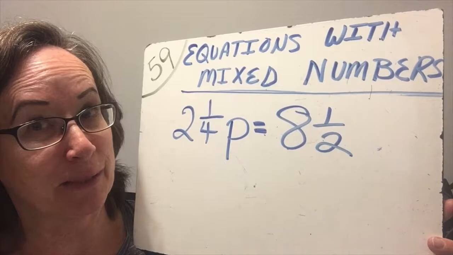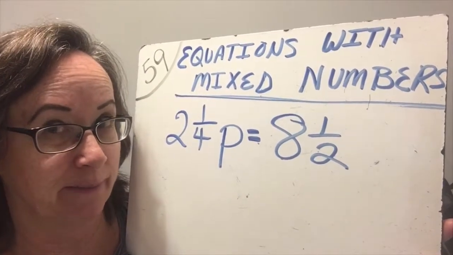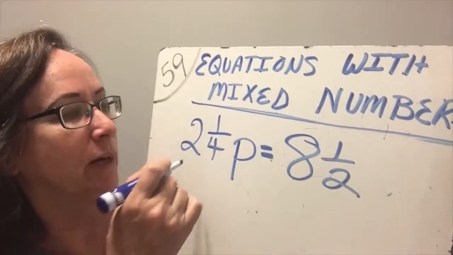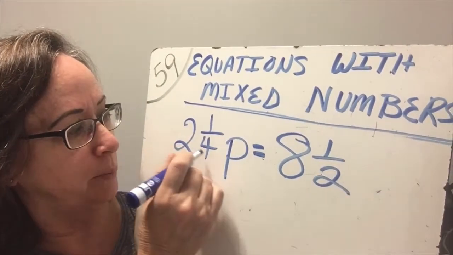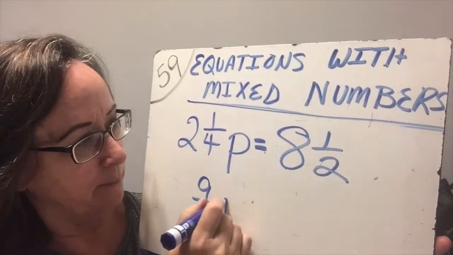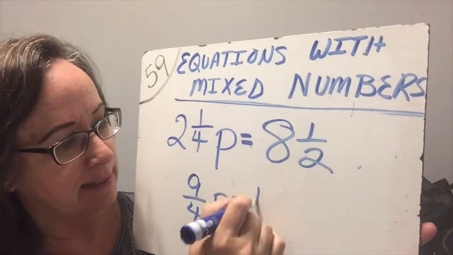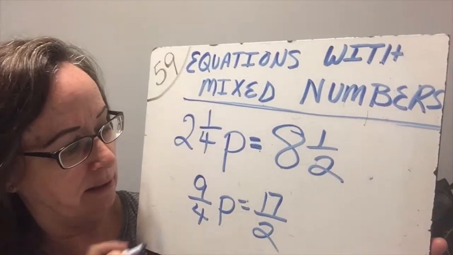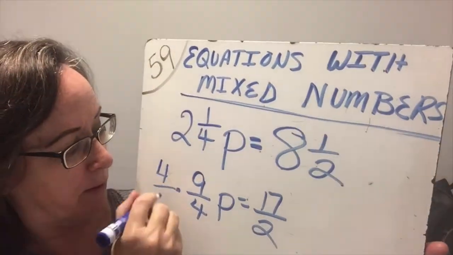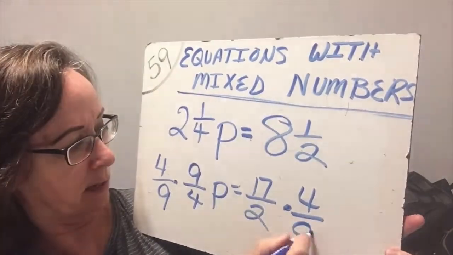Now we're ready for our first practice problem. So copy this one down on your board and pause your video. Hopefully you did that. So we're going to change 2 1/4 to 2 times 4 is 8 plus 1 is 9/4. P equals, and we're going to change 8 1/2 to 16 plus 1 is 17 halves. So I'm trying to get P by itself. So I'm going to multiply by the reciprocal of 9/4, which is 4/9, times 4/9 to both sides.